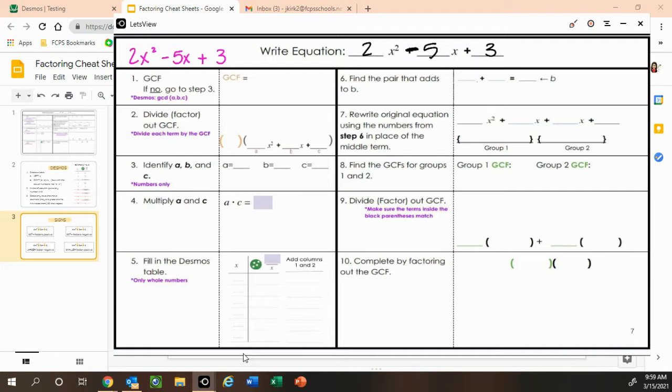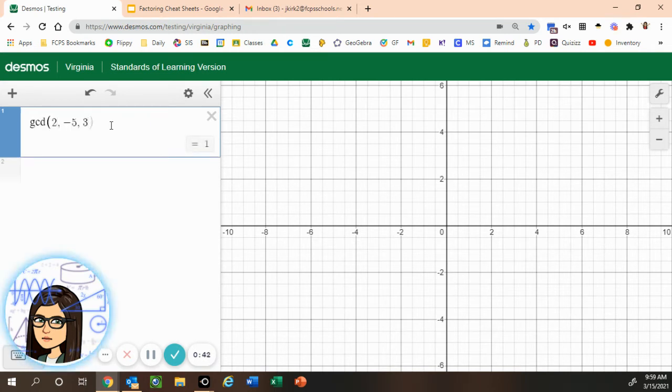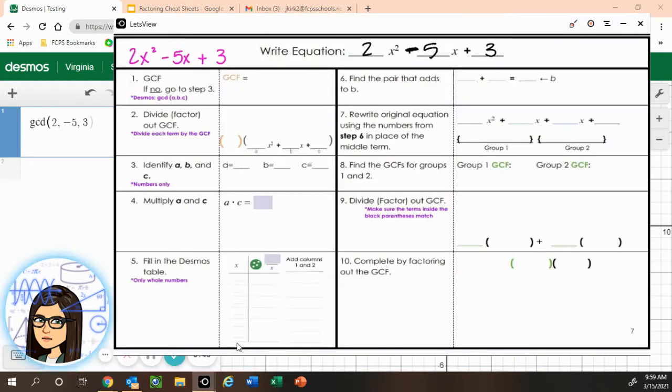Our first step is to look for a GCF. So let's go ahead, pop over to Desmos, do our little trick. We type in GCD, and then we put all of those whole numbers. All right, our GCF is just 1. If you really want, you could write that it's 1, or not, because when you go to divide it, nothing changes. So I would just leave this as 1 or none. That means you can skip step 2, since when you divide it out, nothing changes.